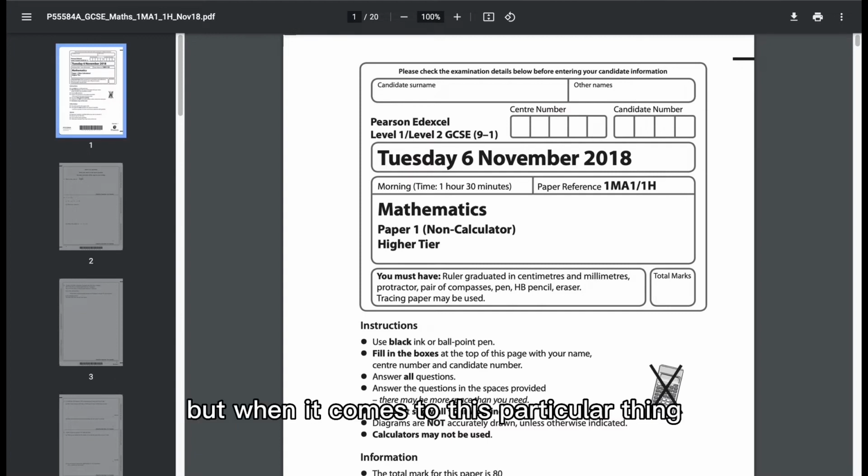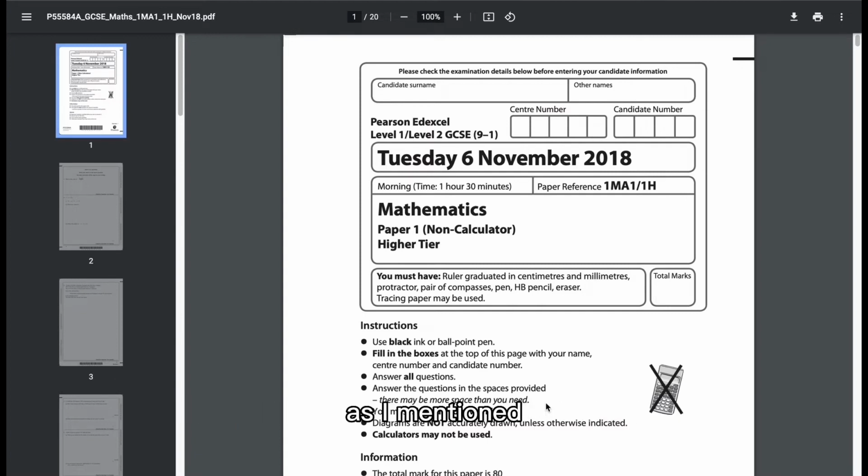But when it comes to this particular thing, as I mentioned, you have to do this exam. These are 3 different exams. You're going to do the Maths Higher, the 2 non-calculator papers as well, the paper 2 and paper 3, but you're going to do it under exam conditions. That is a very, very important aspect. Under exam conditions, 1 hour and 30 minutes, no revision guides, no revision notes, nothing at all.